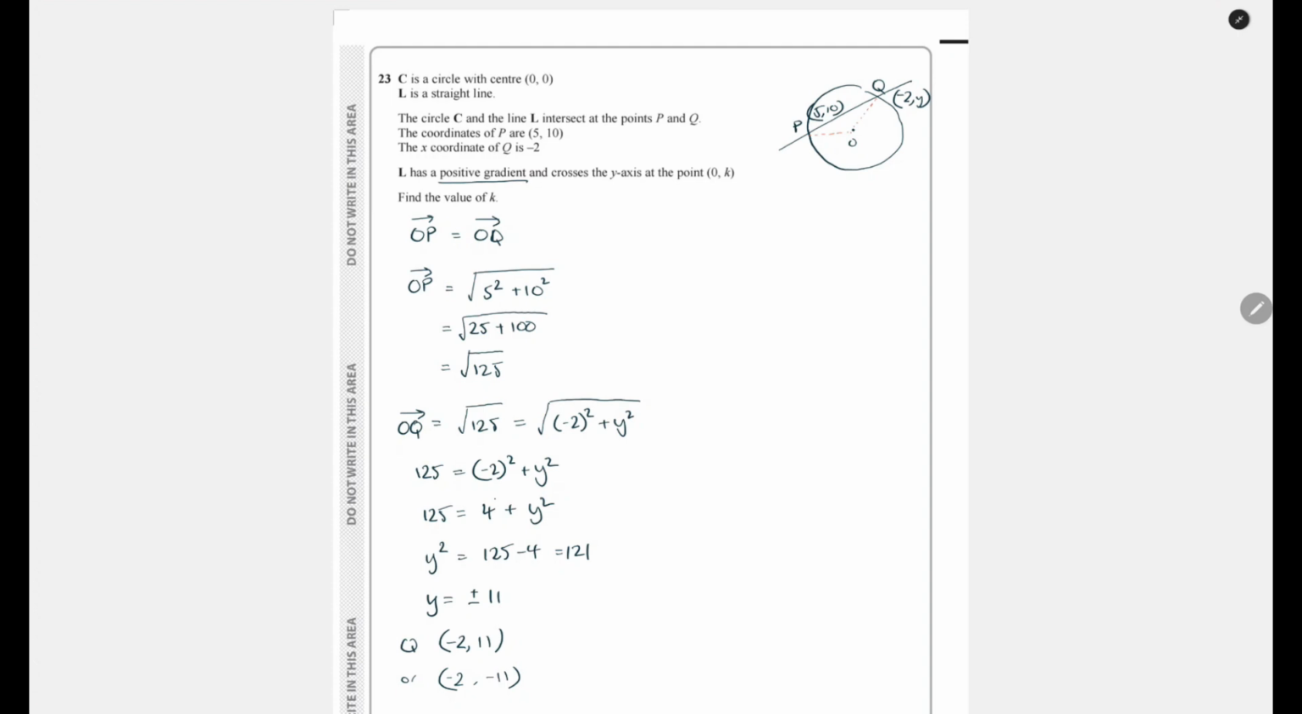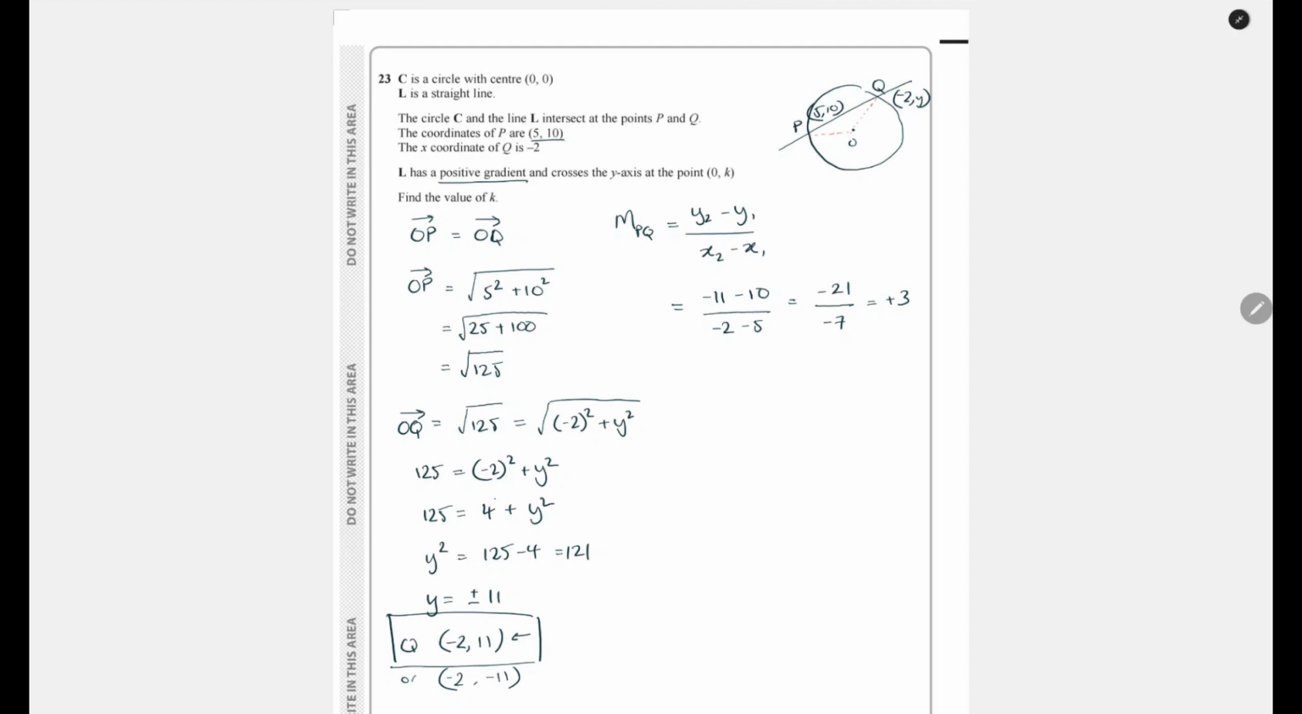To work out the gradient of the line, we're going to use our equation of gradients, which is y2 minus y1 over x2 minus x1. We'll pick any of these. Let's pick this one here, and we have our coordinates for P there. So it will be -11 minus 10 over -2 minus 5. That gives us -21 over -7, and that gives us +3. It's a positive number, which means it's a positive gradient, and so we know that this is the Q value that we want to use.